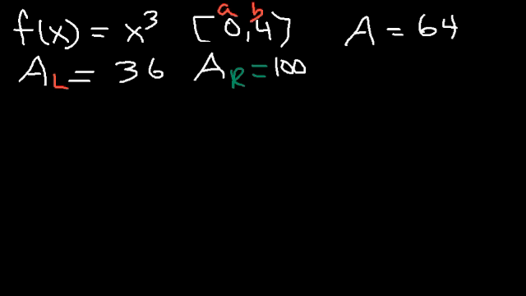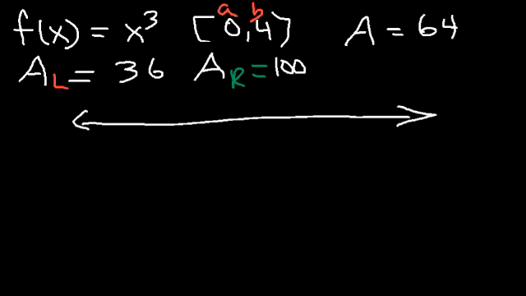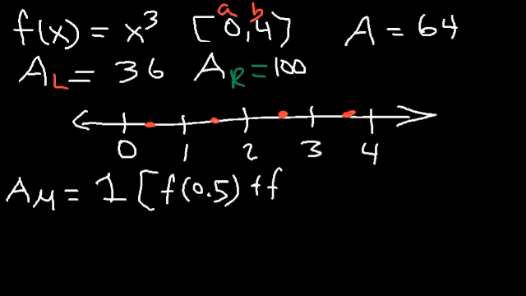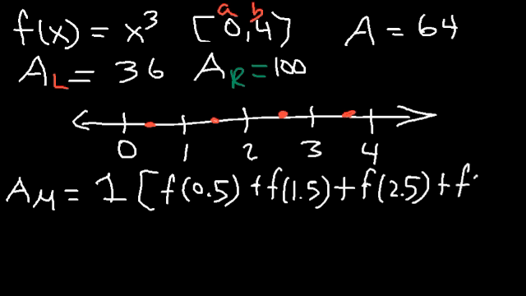Now let's approximate the area using the midpoint rule. So first, let's draw the number line. So we need the midpoint between 0 and 1, which is 0.5. We need 1.5, 2.5, and also 3.5. So delta x is 1. Then this is going to be times f of 0.5 plus f of 1.5 plus f of 2.5 plus f of 3.5.